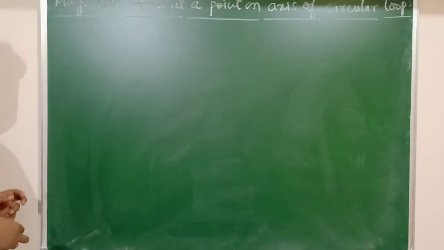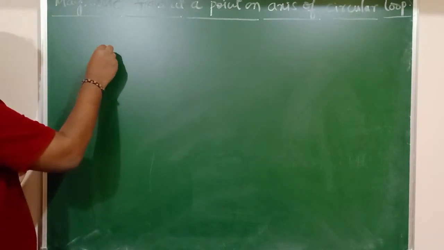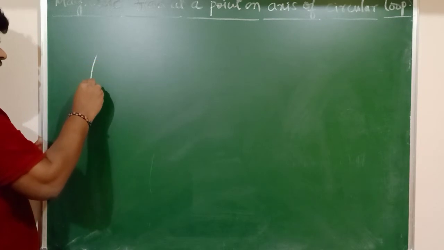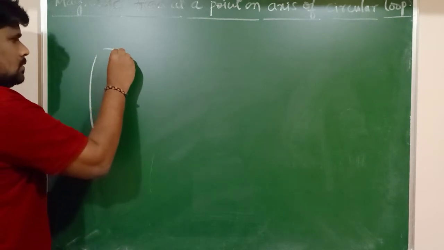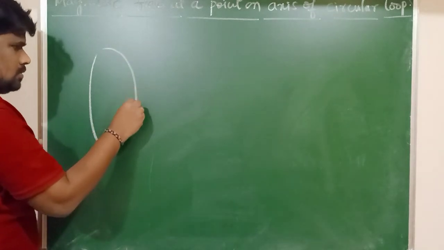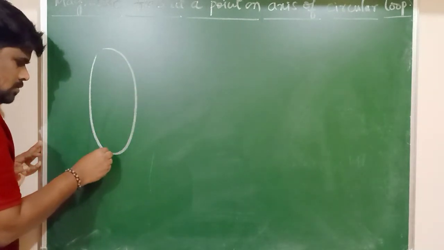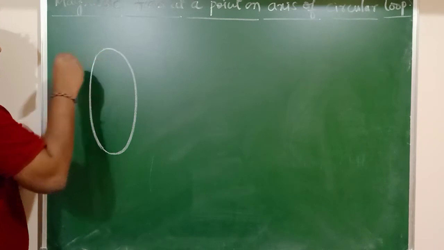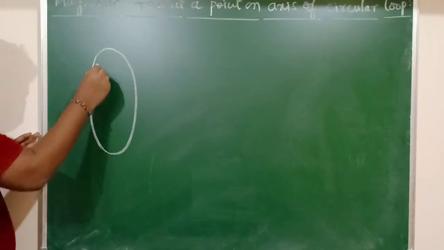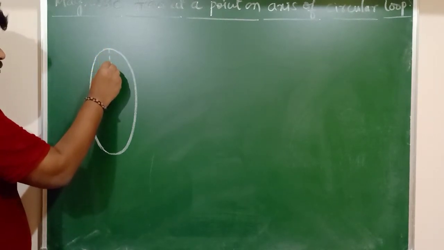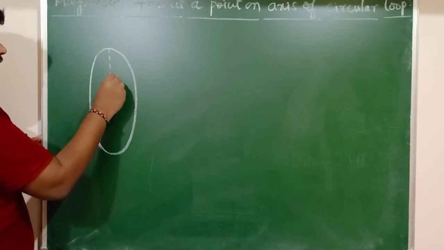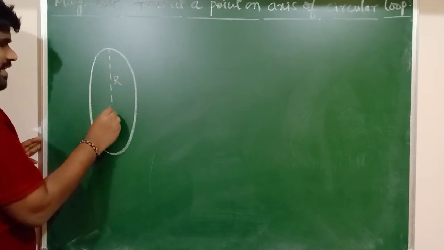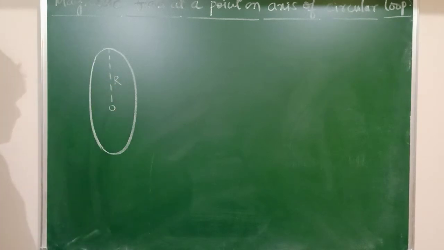Let me consider the circular current loop. Imagine this is the circular current loop here. R is the radius of this loop. The radius of this circular current loop is R here. O is the center of the circular loop.